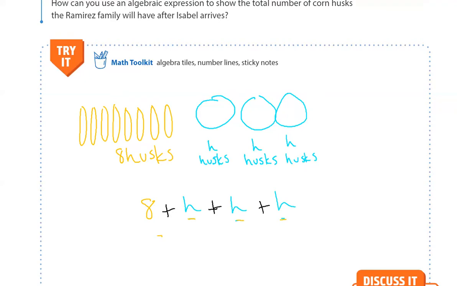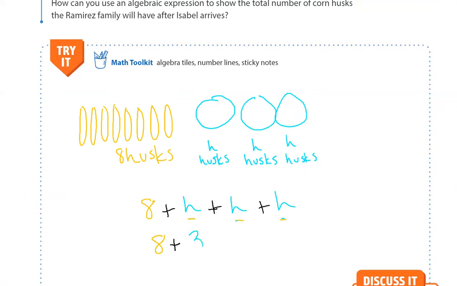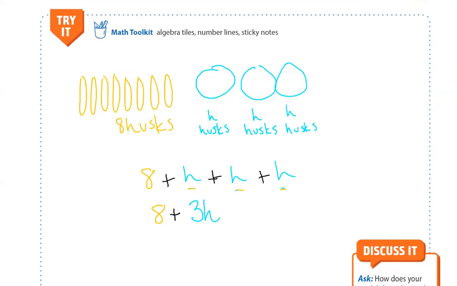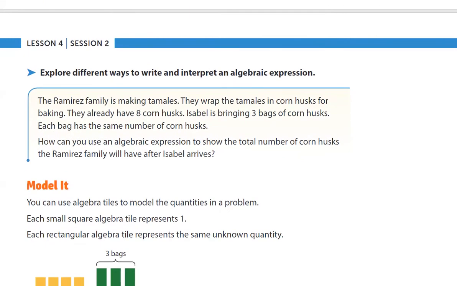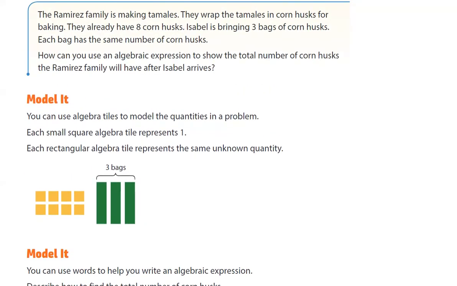So we have 8 husks plus 3 H's. 8 plus 3H, and that would give us our total amount of husks, but we can't solve it. We don't have enough information. Okay, let's see how the book has done it now. We've got 2 different things going on here. We've got to model it with algebra tiles.